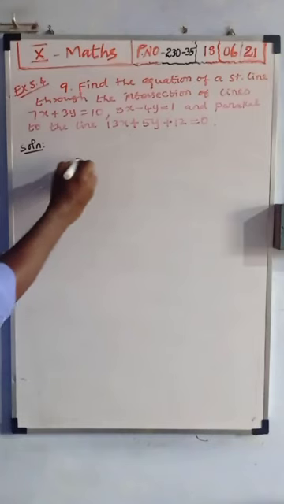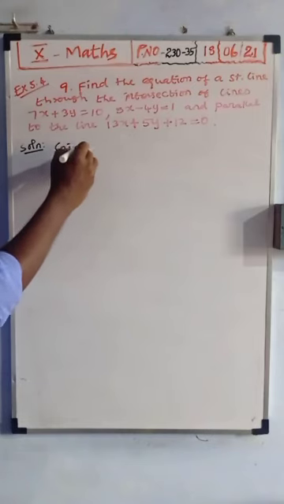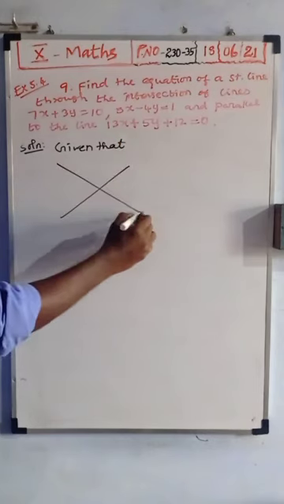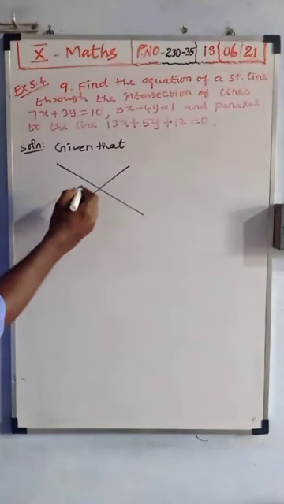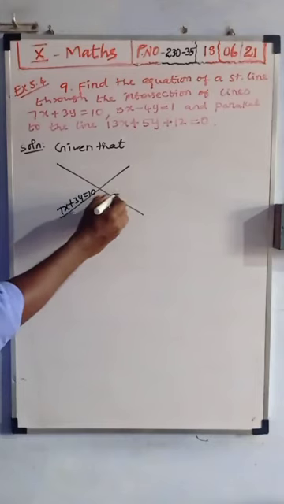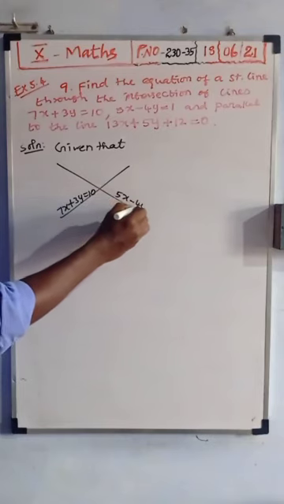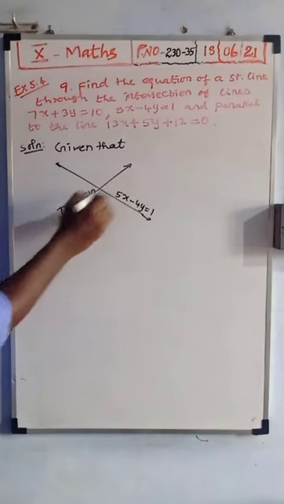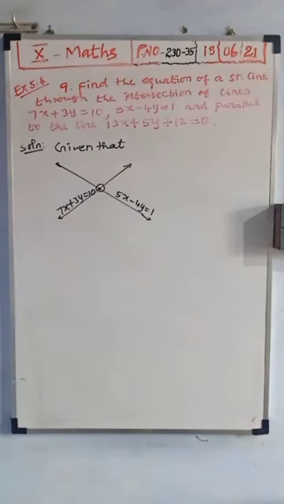According to the given information I'm going to draw a rough diagram. Now two lines are intersecting, that means you will get the point of intersection. First line: 7x plus 3y is equal to 10. Second equation: 5x minus 4y is equal to 1. These two line equations are given, and they intersect at this point.